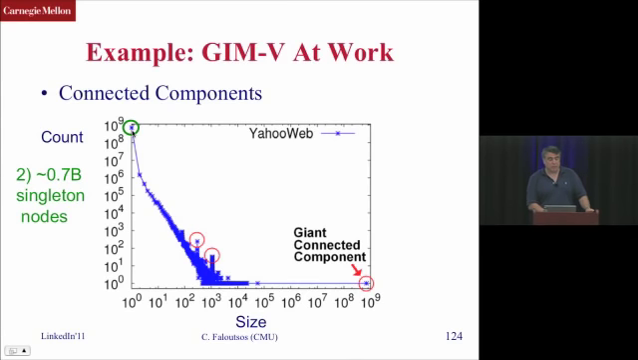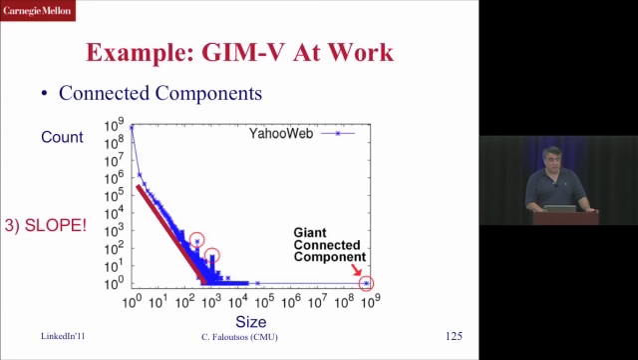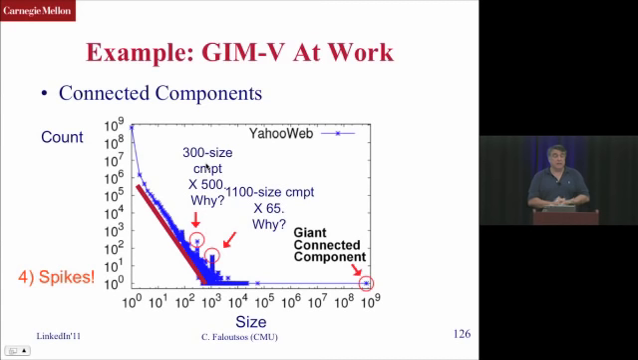That's not a surprise. But the second observation is a surprise. We have almost half a billion nodes completely disconnected, completely isolated from everything. The third observation is even more surprising. The sizes of the remaining connected components seem to follow a power law, or at least a line fits well. And the fourth observation is that there are little spikes which deserve further attention.